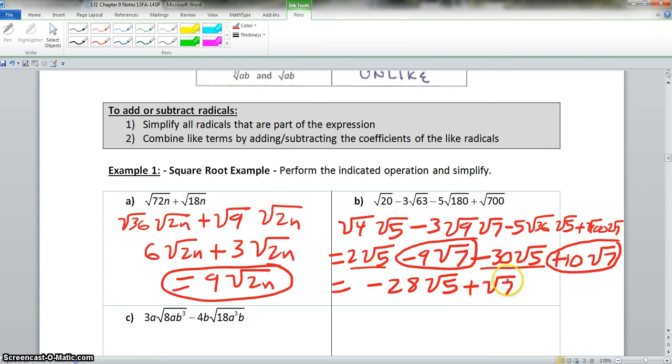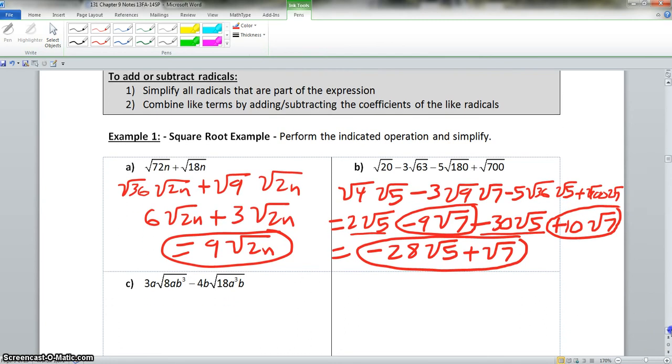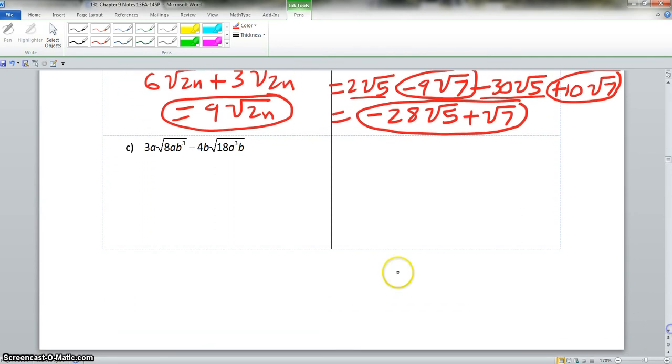Or you could put positive 1 square root 7. But this is our final answer. Now we scroll down here to C. We have 3a square root of 8ab cubed minus 4b square root of 18a cubed b. They have the same index, but they do not have the same value under the radical, or the radicand is different. So we have to pull out the perfect squares.